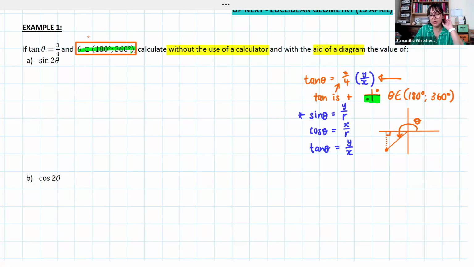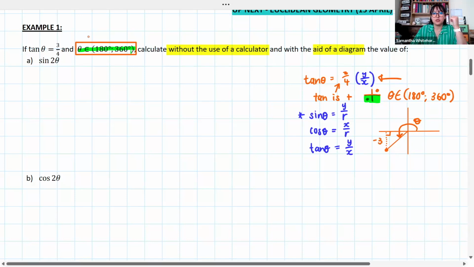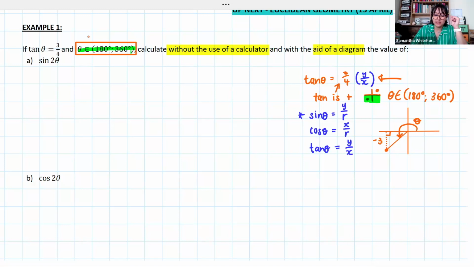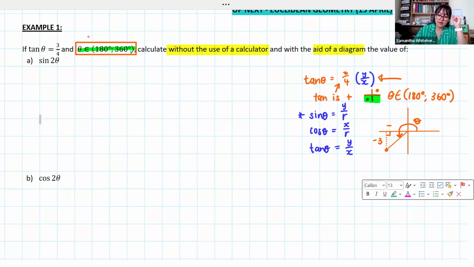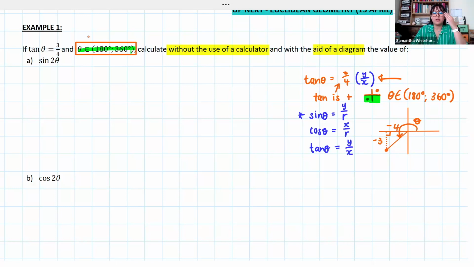Okay, so your y value is the up-down value. Now, bear in mind, in quadrant 3, y is negative. So this is a -3. In quadrant 3 as well, x is also negative. And so your x, or your horizontal side here, is -4. Now this makes sense. -3 divided by -4 is positive 3/4. So it makes sense why tan has a positive ratio here. But we're able to use the information we were given to work out what x and y are.